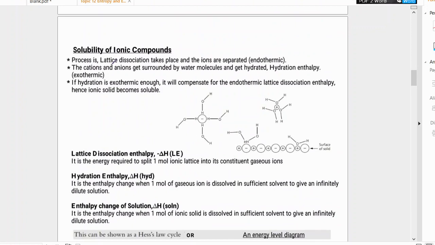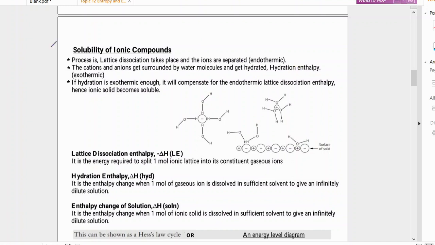Now, solubility. You have read about this back in unit 2, ion-dipole attractions, hydration, but in unit 4 we will go into more detail. The process of dissolving an ionic compound is simply that lattice dissociation, the opposite of lattice energy, takes place at first, forming ions, and the ions are surrounded by water molecules and hydrated.